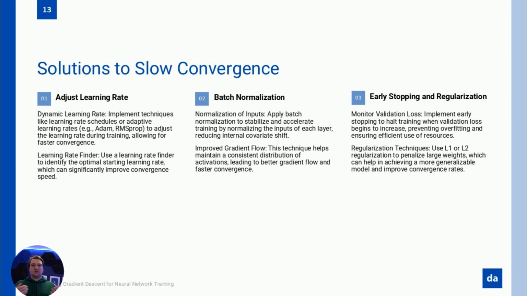Now that we've tackled slow convergence, let's move on to its chaotic cousin, overshooting. How do you rein in gradient descent when it's jumping all over the place? Stick around, because the next slide has the answers.